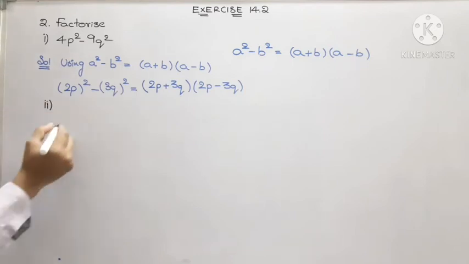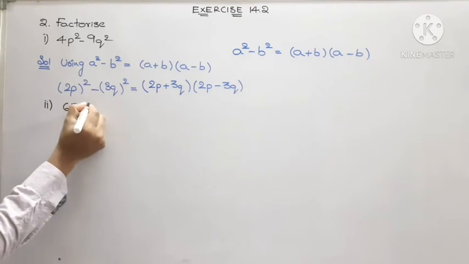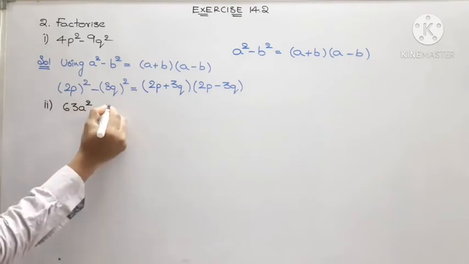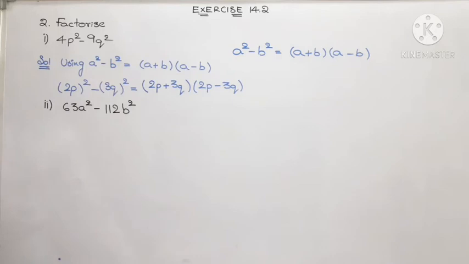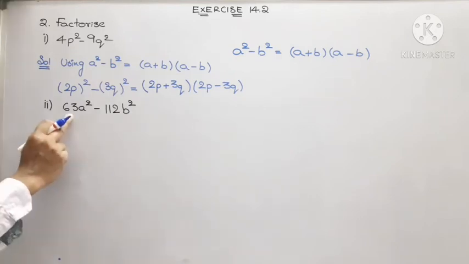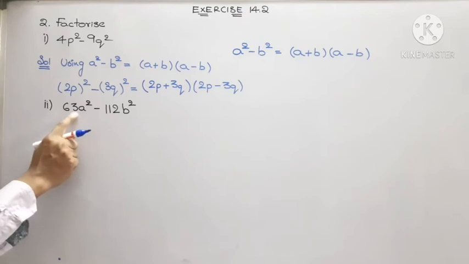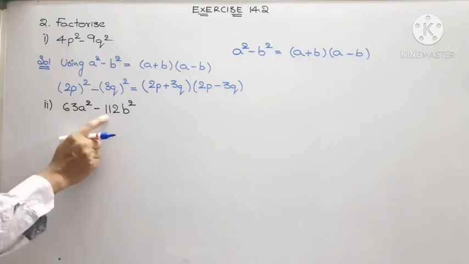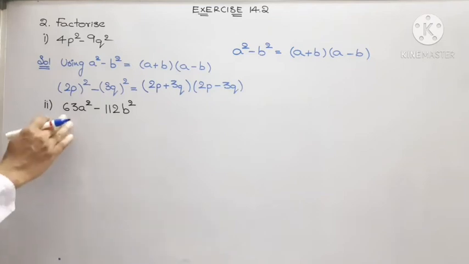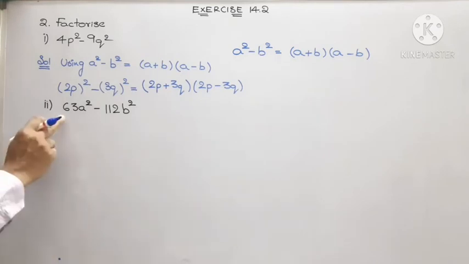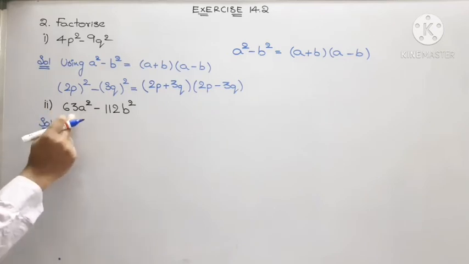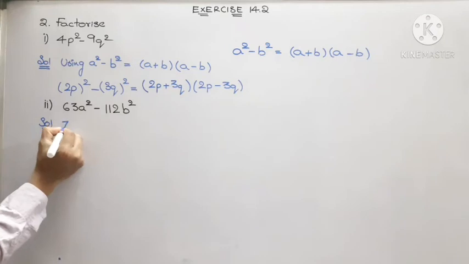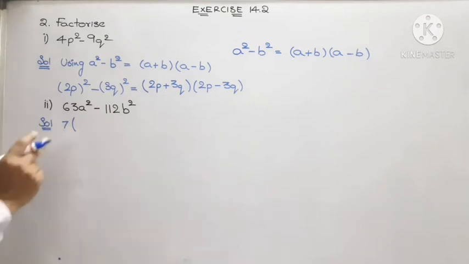Now let us check the second question, children. Second Roman, second question: 63a square minus 112b square. Looking at the given question, it's very much clear that 63 is not a perfect square. Even 112 is also not a perfect square. That means we cannot write 63 as a product of a number by itself. Hence, what we are going to do is, in both 63 and 112, we can take out 7 as common. Okay, you will understand why I took 7.